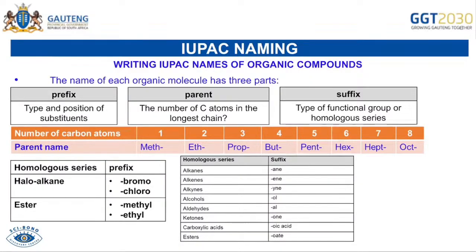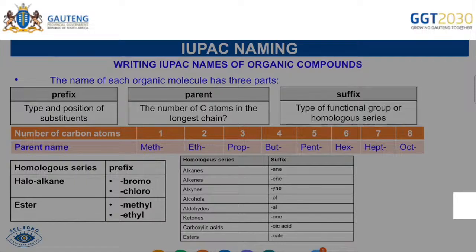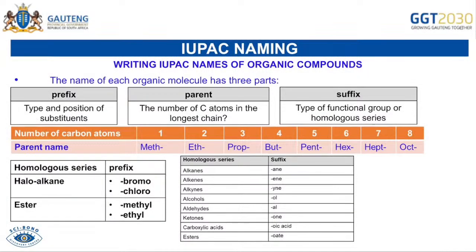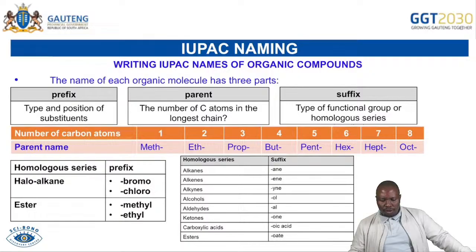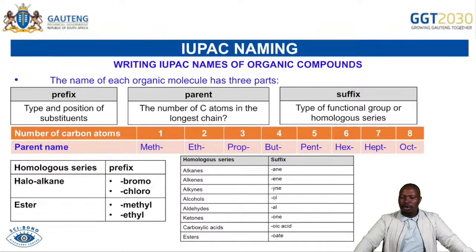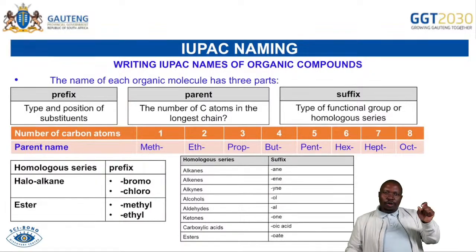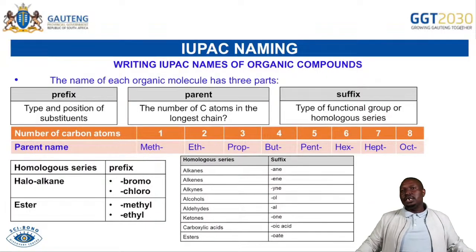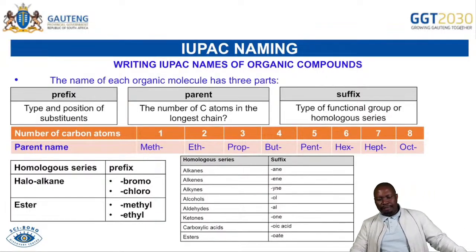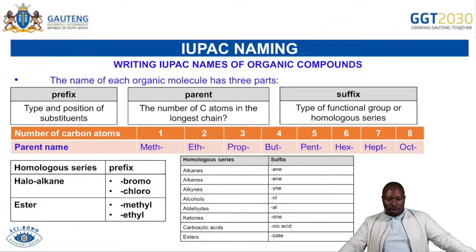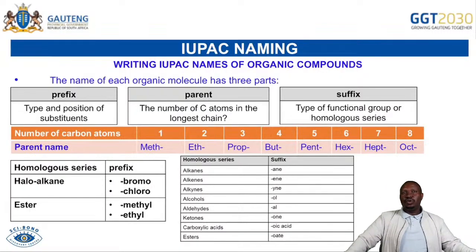Remember, IUPAC stands for International Union for Pure and Applied Chemistry. So this is international. We don't want to name organic molecules the way we name them only in South Africa. We are saying this is the International Union for Pure and Applied Chemistry, which means wherever you go in the world, you will follow this for naming of organic molecules, so that all over the world, we are able to name the same.